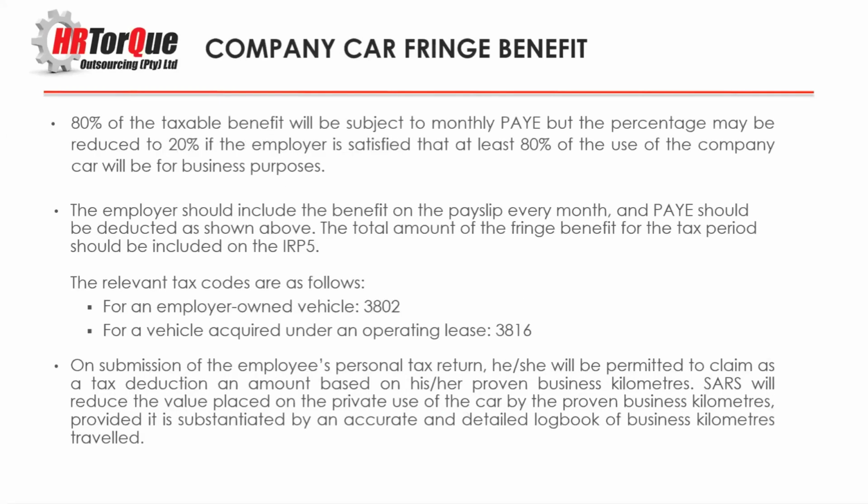And if it doesn't have a maintenance plan, we'll take 3.5% of 144,500. Now we have to apply either 80 or 20% to that value. As I said to you, if the employee is doing more than 80% business travel, then we will only tax 20%. And if they're doing less than 80% business travel, we'll apply 80%. When in doubt, apply 80% because SARS are going to ask you, have you applied your mind?